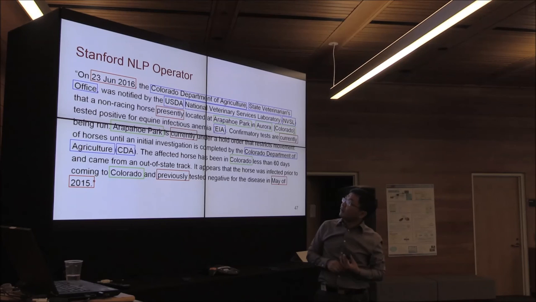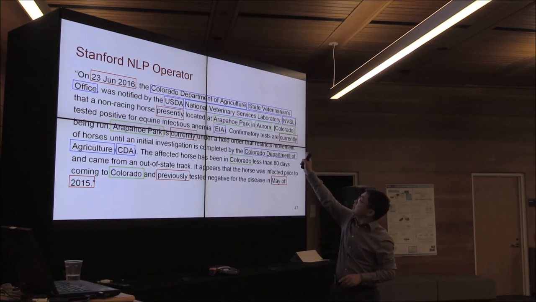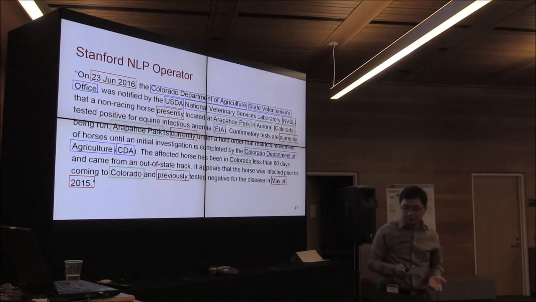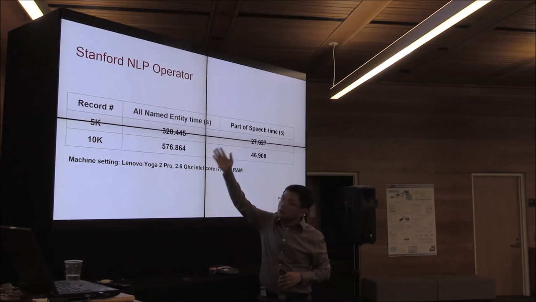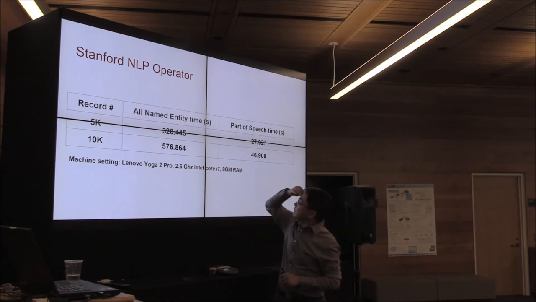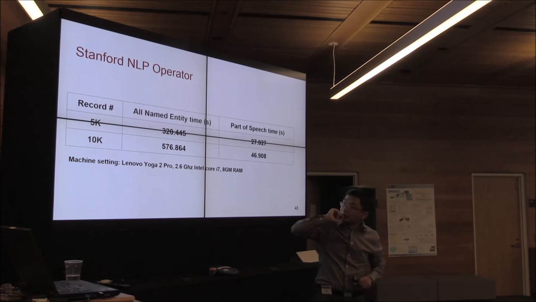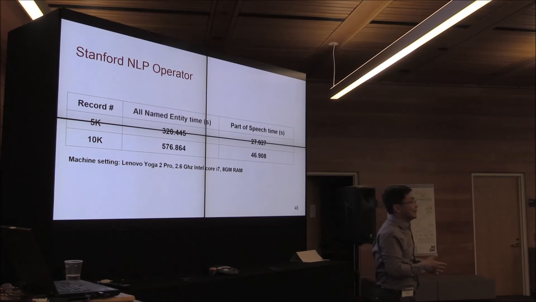Stanford NLP. If this is the input, then those red boxes will be the output. You can see that we have times, organizations, and locations, which are the output of the operator or the analyzer. And the results are not surprising, which is that the Stanford NLP package is kind of slow. For instance, the whole time grows linearly. For 5,000 records, when we tried to get all the entities, it took 320 seconds. You do the math, so each 1,000 takes 60 seconds. That means each document takes about 60 milliseconds. So that's the Stanford analyzer's behavior.